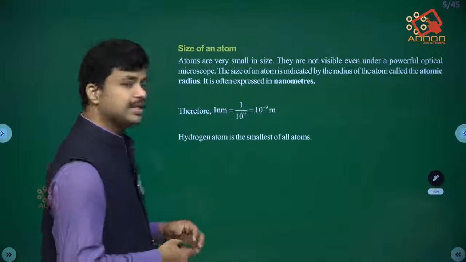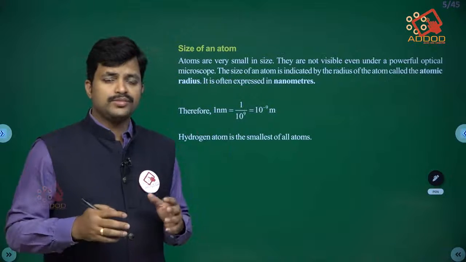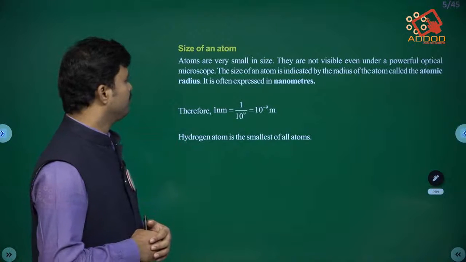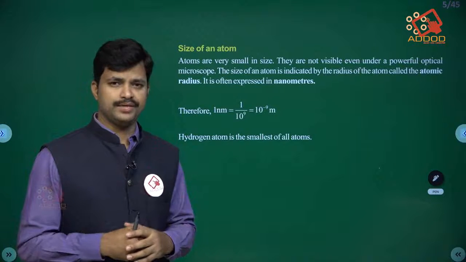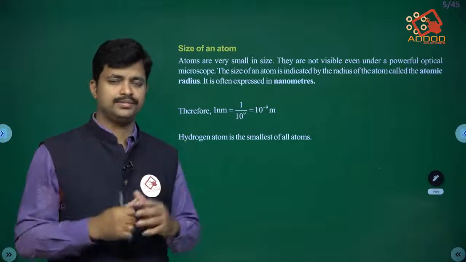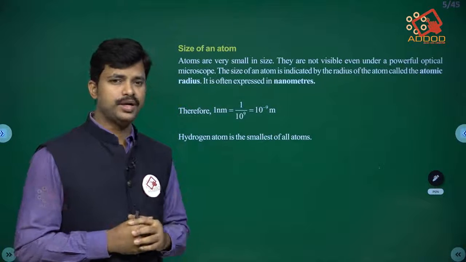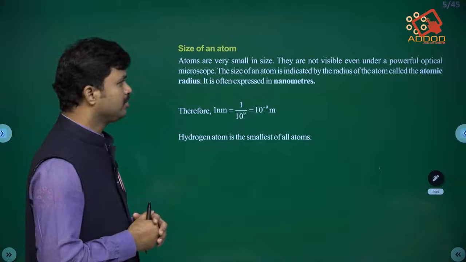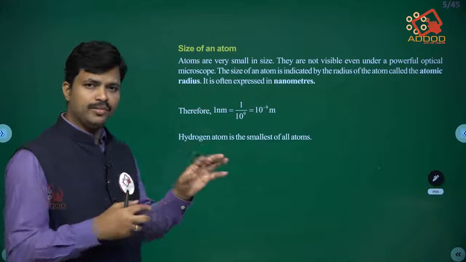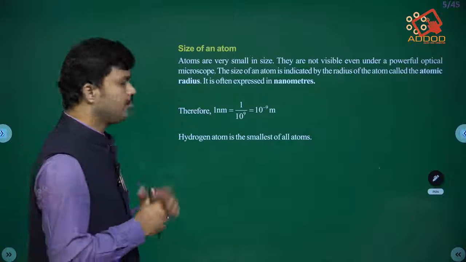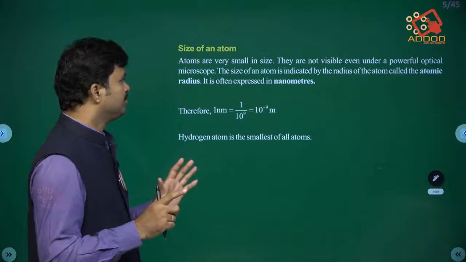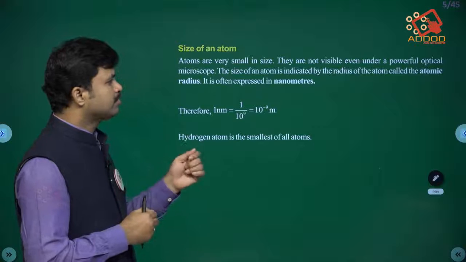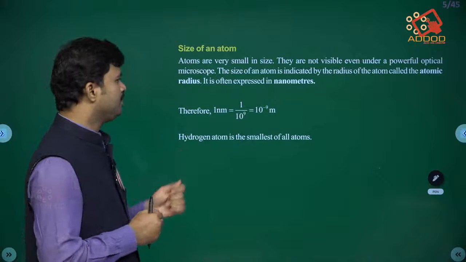Okay, so the size of an atom. Atom size is very small. One cannot see it with the naked eye. With the human eye, we cannot see the atom. That tiny a particle it is. Atoms are very small in size. They are not visible even under a powerful optical microscope. The size of an atom is indicated by the radius of the atom, called the atomic radius.